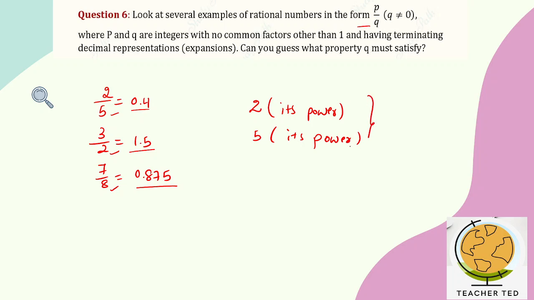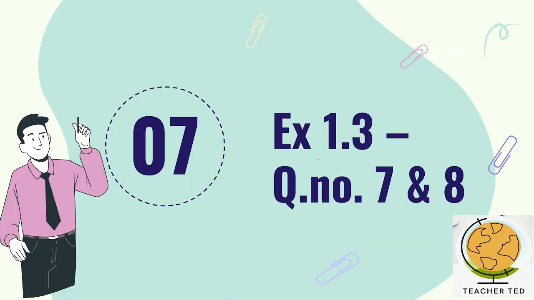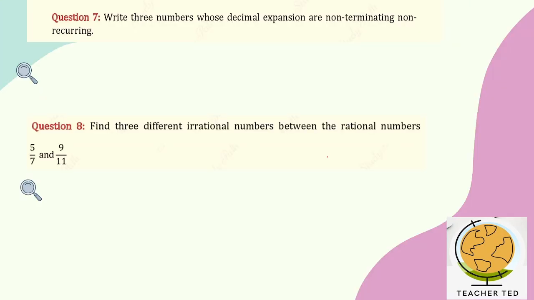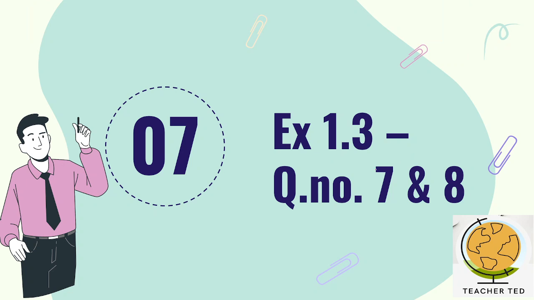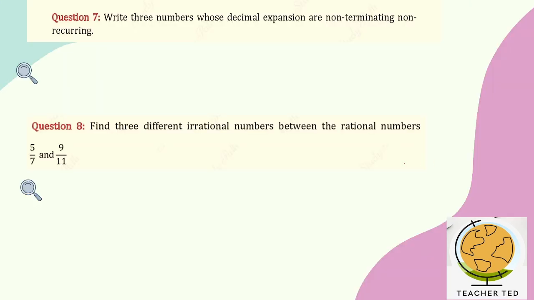So from this we can analyze that we can do one more thing, that is a combination of both 2 and 5. So from this we can say what property q must satisfy. It should be either 2 or its power, either 5 or its power, or both 5 and 2. Let us take the next question, that is question number 7 and question number 8.